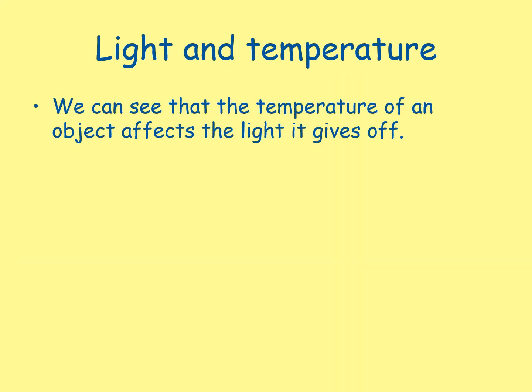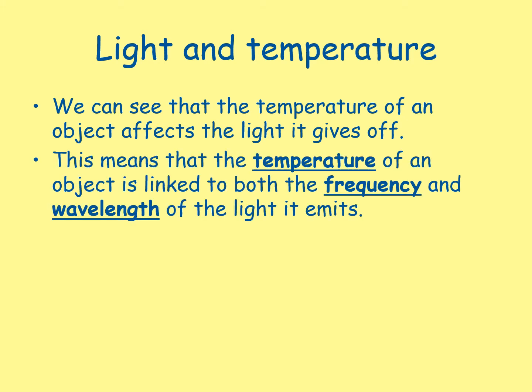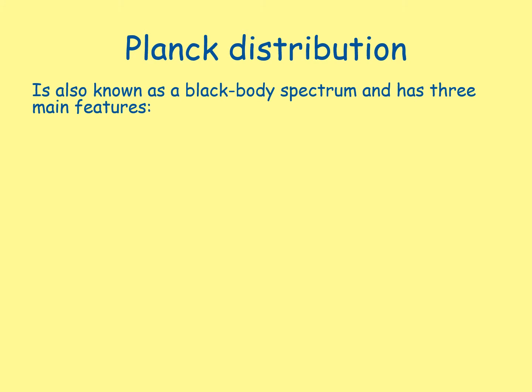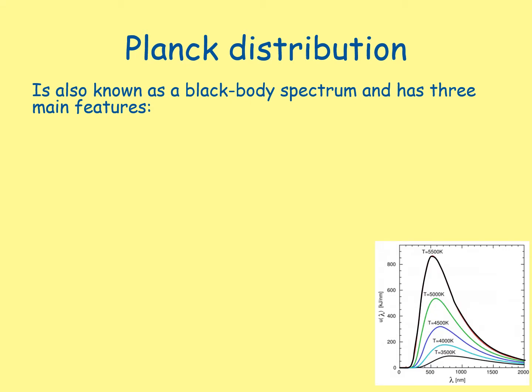Light and temperature. We can see that the temperature of an object affects the light it gives off. This means that the temperature of an object is linked to both the frequency and the wavelength of the light it emits. A graph of intensity versus wavelength has a characteristic shape and can be shown in a Planck distribution, also known as a blackbody spectrum, and it has three main features. We can see a little picture at the bottom there. I'll show it bigger on the next slide.